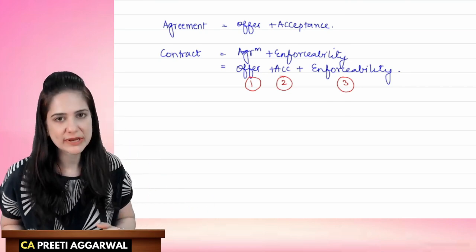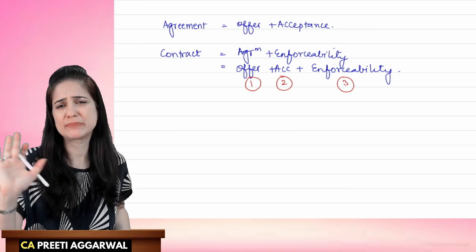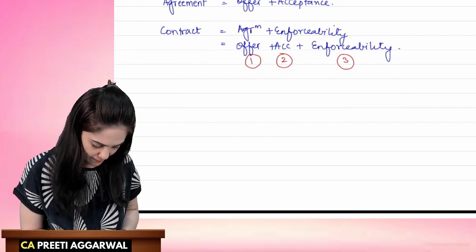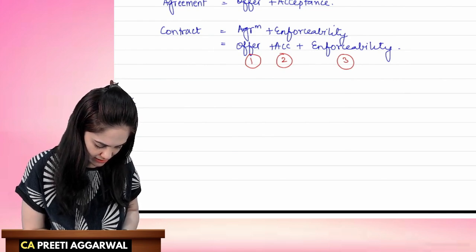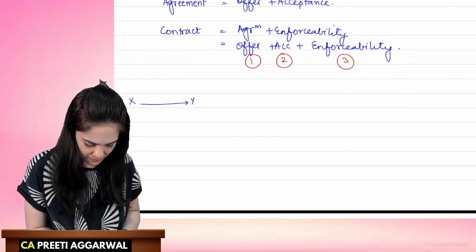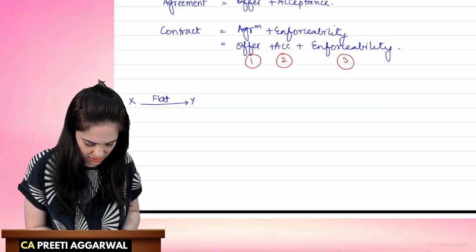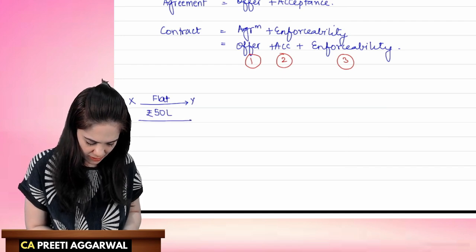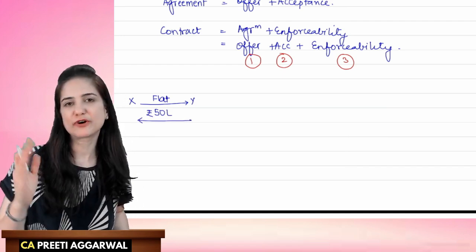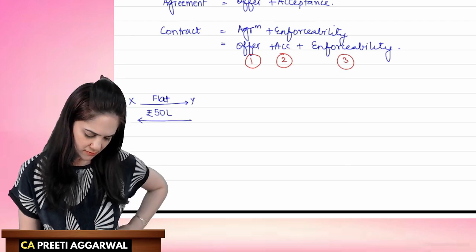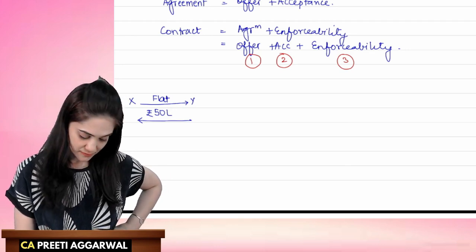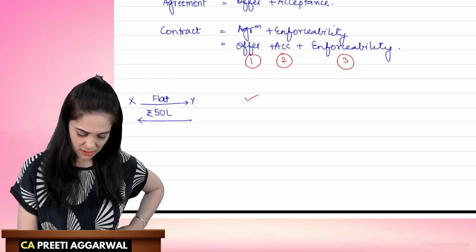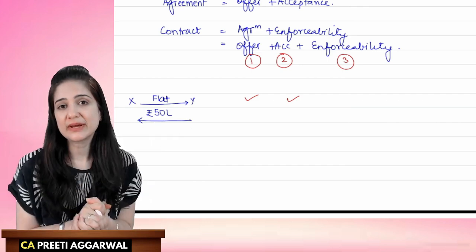Okay, let's understand with more examples. All my examples are going to be in arrow format. So it will be something like this. X offered to sell his flat to Y for 50 lakhs. Y agreed. Y said, okay, I will buy it for 50 lakhs. Is there offer? Yes. Did Y agree? Yes. What is it? It's an agreement.